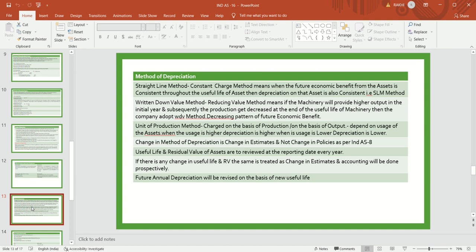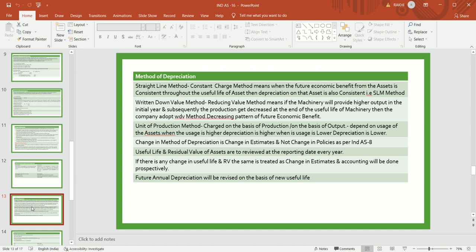Change in the method of depreciation. If the company changes its method of depreciation from WDV to SLM or SLM to WDV, it is not a change in policy, it is a change in accounting estimate as per Ind AS 8. It is not an accounting policy.